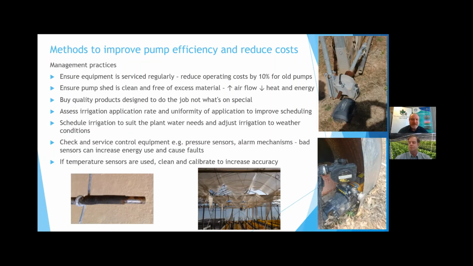Also, if it's a dirty environment, dirt will get into the pump and get into the control mechanism, and it'll cause all sorts of problems and only increase your maintenance and repair costs.